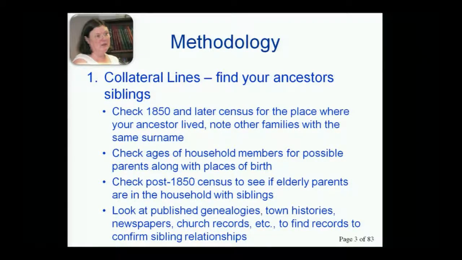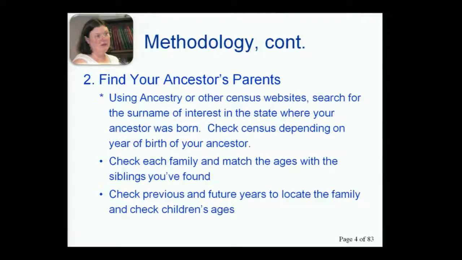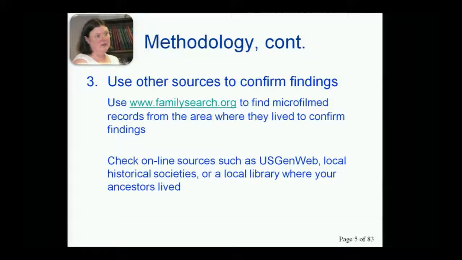Then we're going to look at genealogies, town histories, church records, newspapers, whatever we can find to help confirm those possible siblings that we found, and the possible families, because on slide 4, next slide, we're going to also look for the parents, as I said. We're going to check every family, match ages, check previous and future years to find the family. And on slide 5, then we're going to confirm this with other sources. So especially FamilySearch.org is a great place to look, U.S. GenWeb, local historical societies, etc.